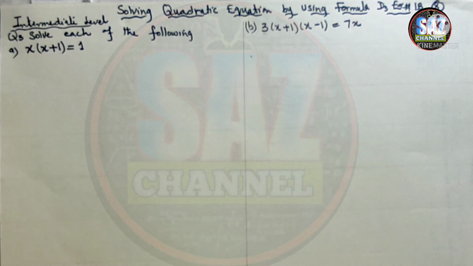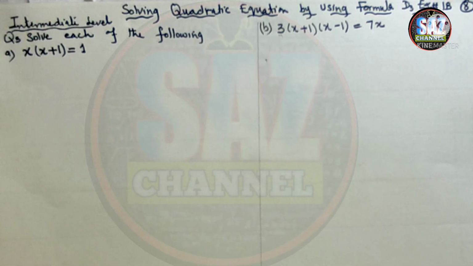This is my 8th lesson of D3 chapter number 1 exercise 1B, that is about solution of quadratic equations by using the quadratic formula. In this lesson we will be discussing question number 3 A part, and question 3 says solve each of the following equations.